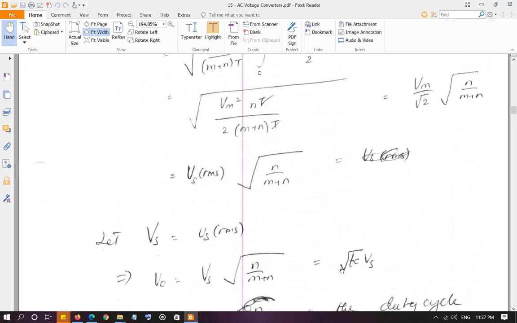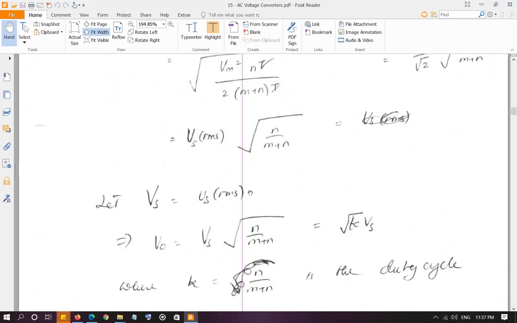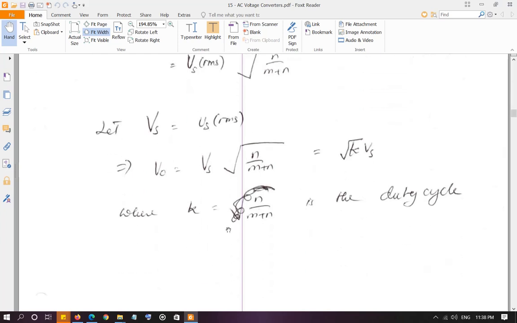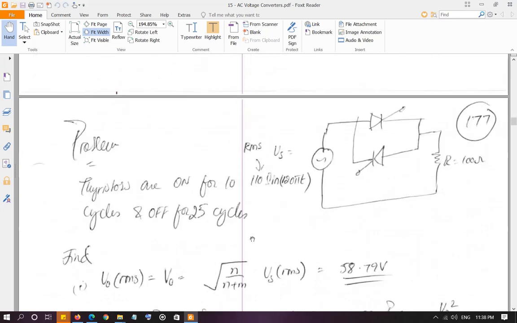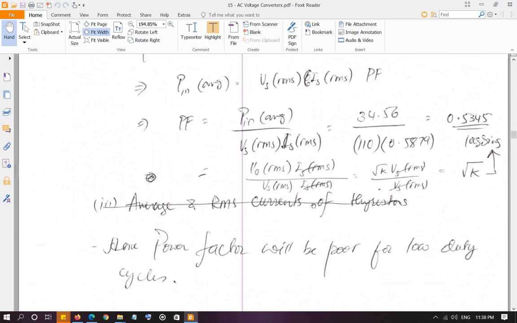So go over this and you will see that the RMS value is the source RMS value multiplied by the square root of n over m plus n. Okay, and we call n over m plus n the duty cycle. That's what we call duty cycle. So the output RMS value is the square root of the duty cycle times the RMS value of the input voltage. Go over the problem.